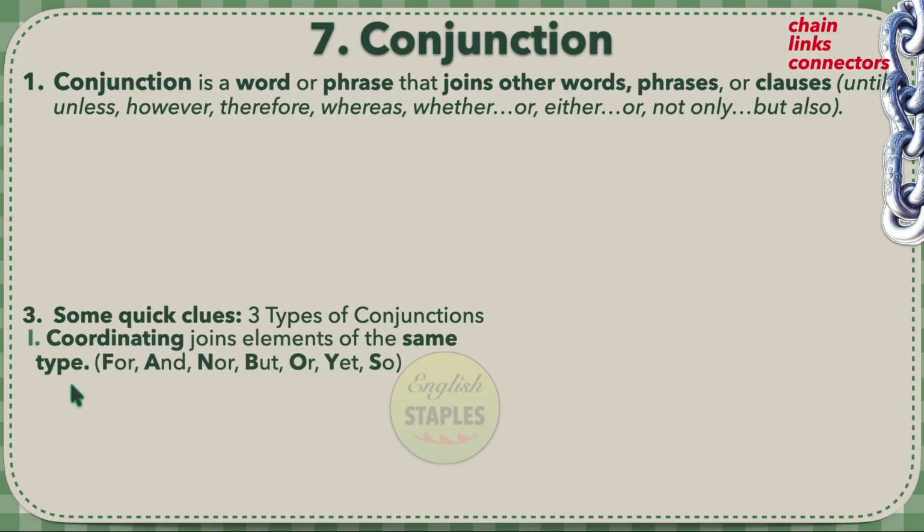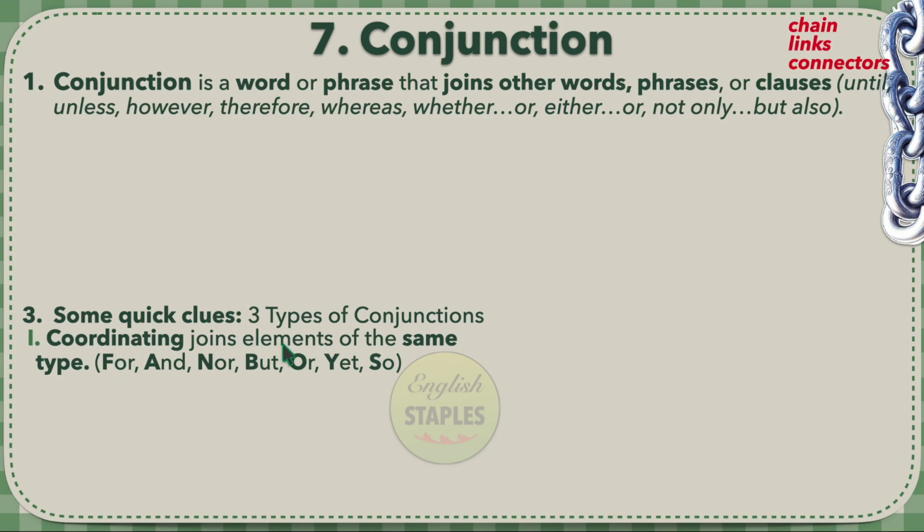One, coordinating conjunction, which joins elements of the same type. Here are the coordinating conjunctions: for, and, nor, but, or, yet, so. Look at the first letter of each. They actually form the word fanboys. So this is one way you can easily remember the conjunctions that fall under coordinating.